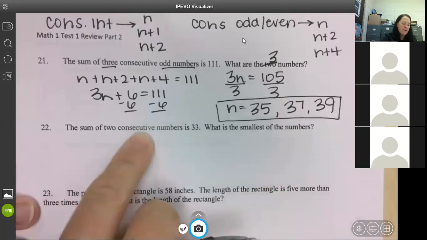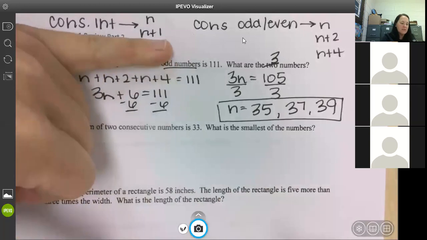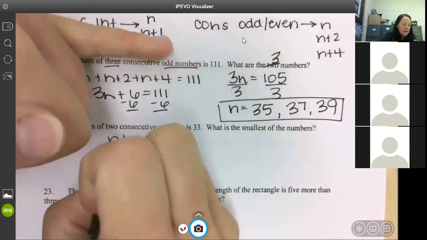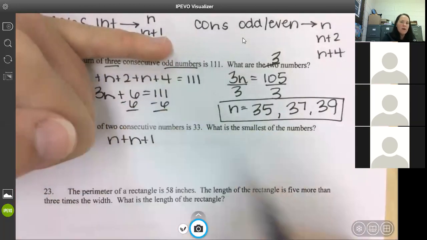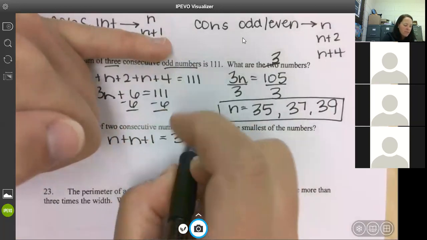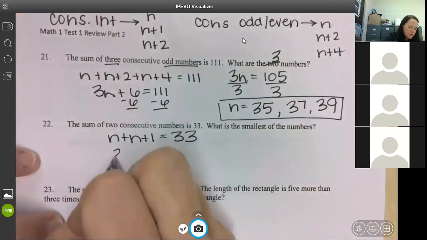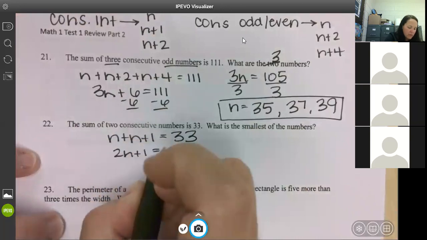2 consecutive. So here's our consecutives. We want 2, so we're not looking at the n plus 2. Just the n and the n plus 1 gives us 33. How many total n's do we have? 2. So 2n plus 2 equals 33.